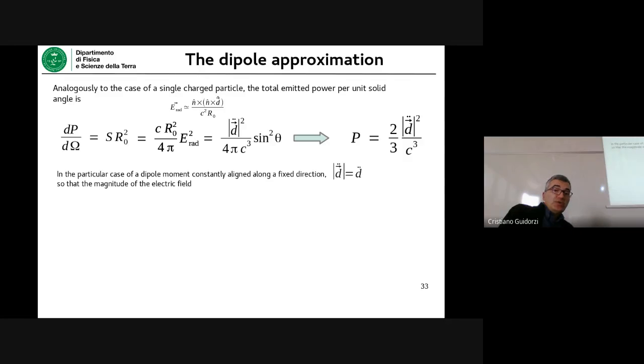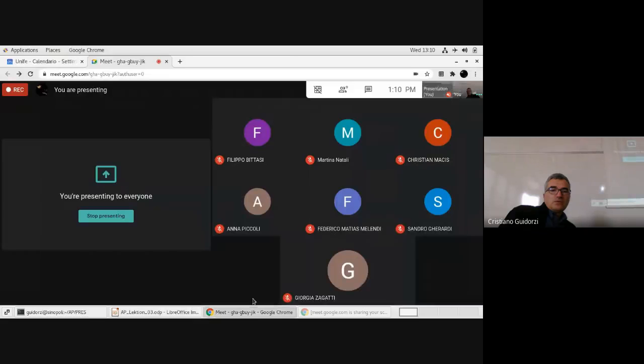The next time, we will see how this power depends on frequency, what is usually called the spectrum, so how energy is emitted as a function of frequency. It takes a while because we have to go through Fourier transforms, but I'll let you find out next time. Any questions? Okay.